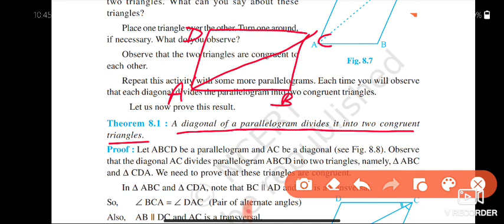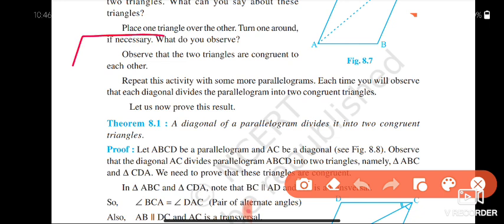Congruent means they must be equal in all aspects. That is, all sides must be equal, all angles must be equal, areas must be equal. In all aspects, these two triangles will be equal. So triangle ADC and triangle ABC, first of all you have to prove congruent, then after you have to prove that a diagonal of a parallelogram divides it into two congruent triangles. First of all we will prove these two triangles as congruent. So triangle ADC and triangle ABC.